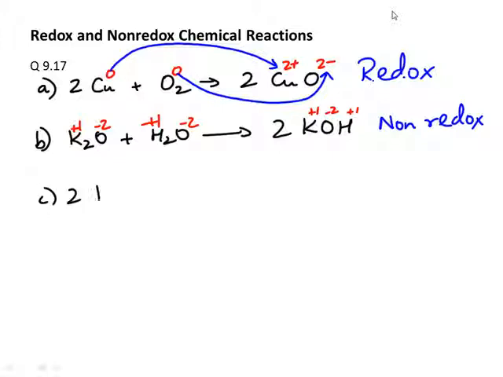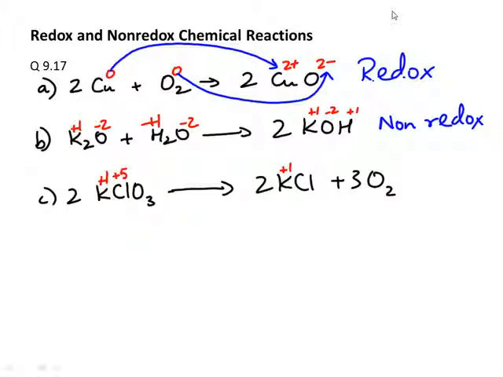C, 2 KClO3 produces 2 KCl plus 3 O2. Now when you look at this equation and do this exact same analysis, you will notice that the potassium's oxidation state is not changing. But chlorine in the reactant is plus 5. Chlorine in the product is minus 1. Oxygen in the reactant is minus 2, but oxygen in the product is 0.